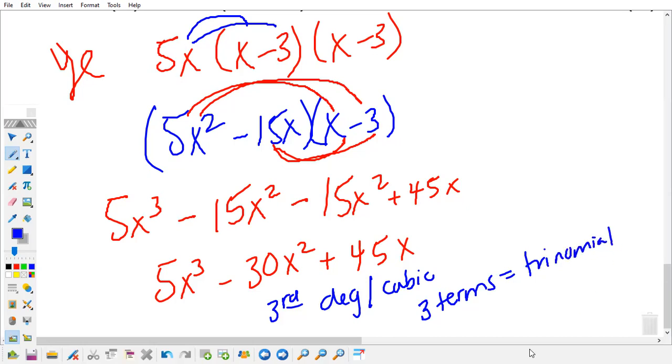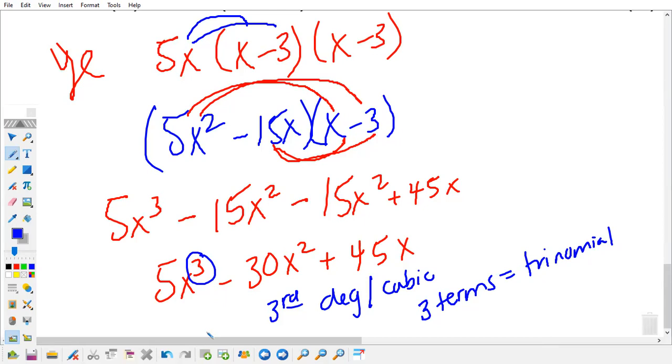Why is it third degree? It's the 3 that makes it third degree, right? That's what makes it a cubic. Okay? So even if there wasn't an x cubed term there, it would still be a trinomial, but not a cubic.